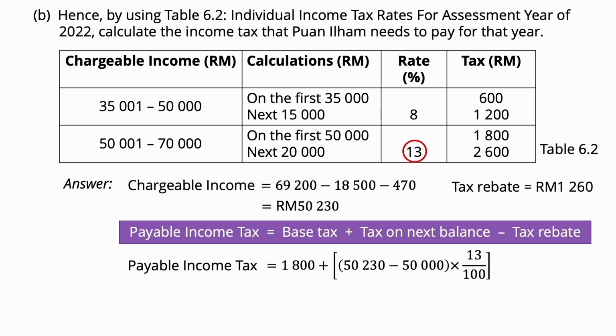Then, deduct the tax rebate. The tax rebate given is 1,260. Base tax, tax on next balance, and tax rebate. Simplify to 1,800 plus 29.90 minus 1,260. The calculated result is 569.90.